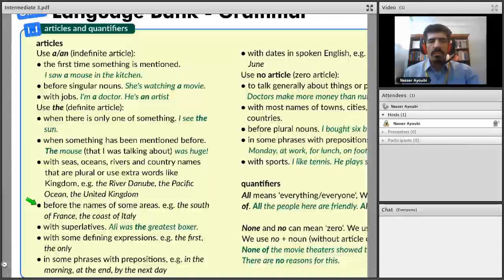Next one, before the names of some areas, such as the south of France, the coast of Italy. Next one, with superlatives. Ali was the greatest boxer. Next one, with some defining expressions, such as the first or the only. Next one, in some phrases with prepositions, such as in the morning, at the end, by the next day.